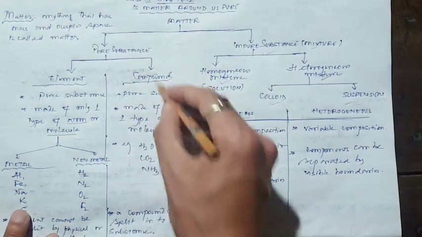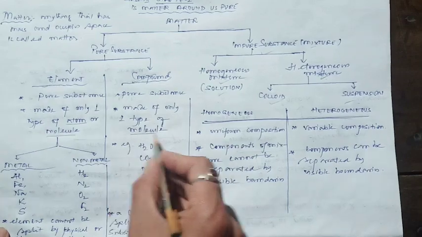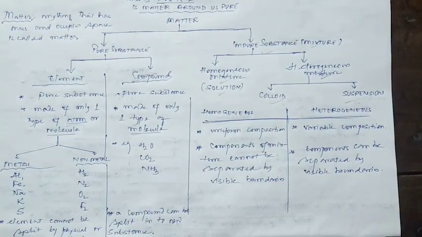Now compounds, what about the compounds? Compounds are those pure substances which are made up of only one type of molecules. Now what are atoms and what are molecules? Students, atoms are the smallest particle of a matter which cannot be further subdivided into smaller particles. We all know about atoms. Even a molecule is also the smallest particle of a matter. Then what's the difference between the two? We'll discuss the difference between atoms and molecules in due course of time.